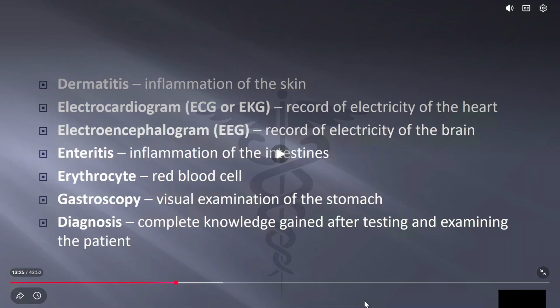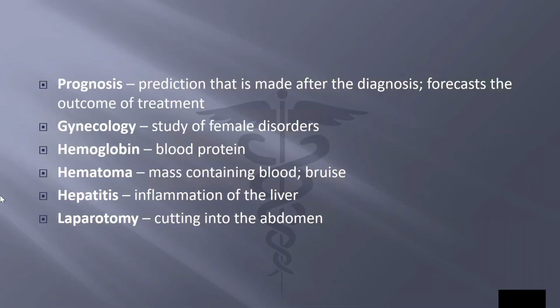All right, back to our combining forms. We have our term of prognosis. And it tells us pro means before. A prognosis is a prediction before knowledge that is made after the diagnosis. It forecasts the outcome of treatment.